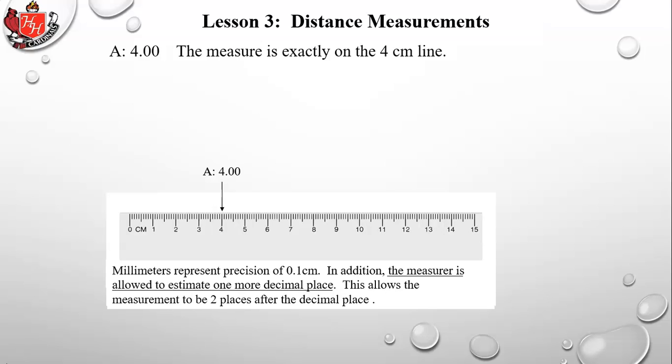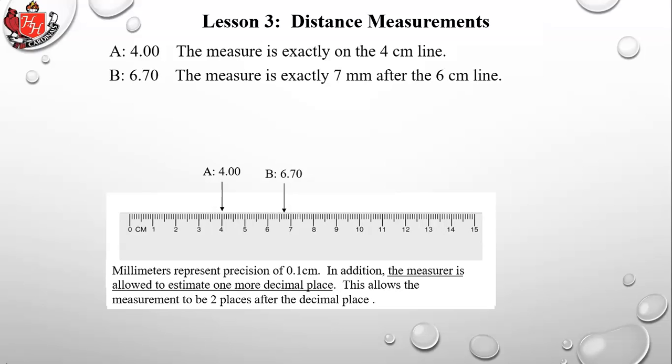I call it the guess digit because you really can't read it. You can just estimate what you think it is. I call that the guess digit. So you can actually estimate to one more decimal place. So you could guess, if it was between 4.1 and 4.2, I think it's about 3.3 more. So it's going to be 4.13. So you actually can do 2 places after the decimal.